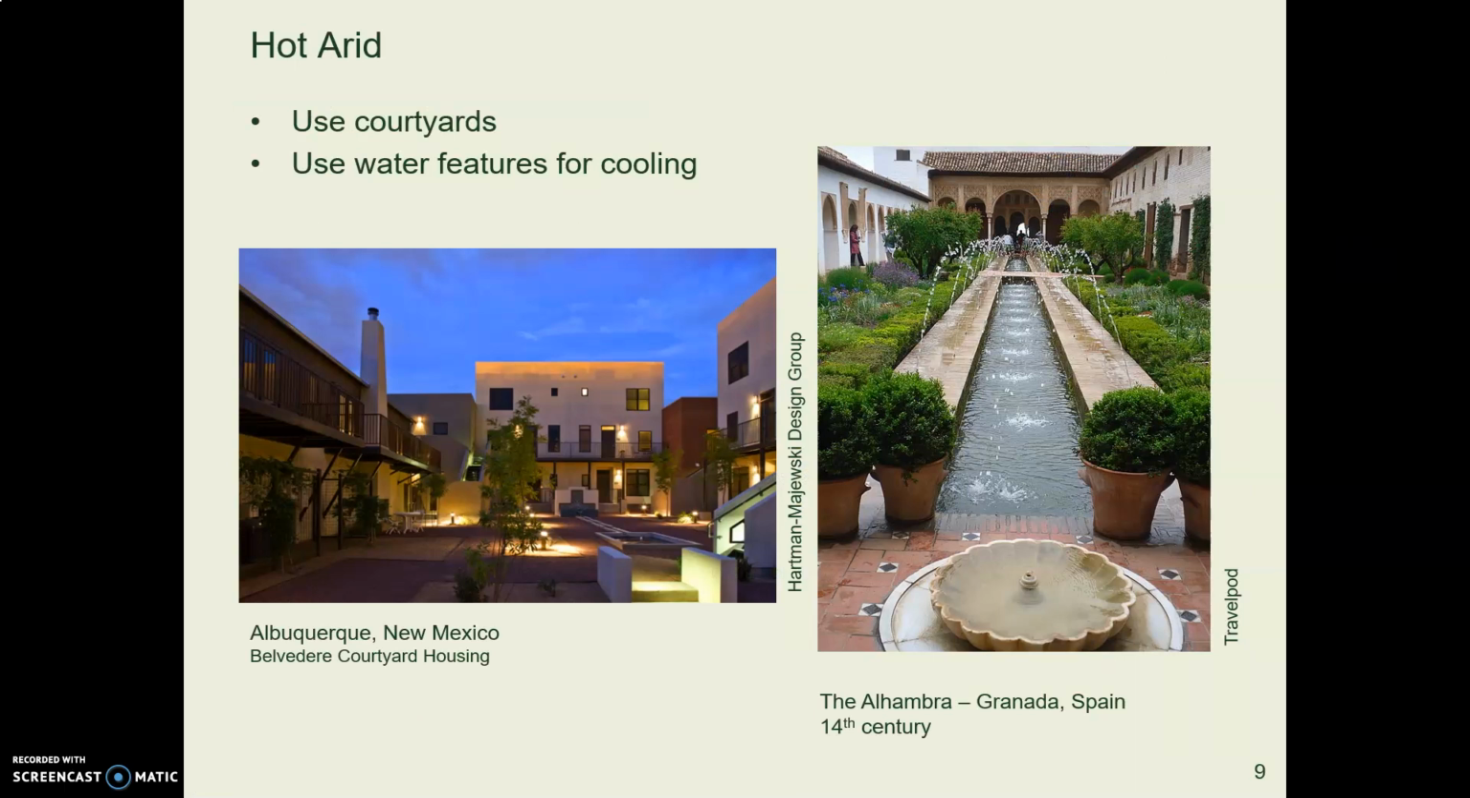It's common to use courtyards in this kind of climate. Courtyards give you some shade. They block those hot, dry winds that blow across. And it's common to have water features in a courtyard. Here's one in Albuquerque. Here's a very famous courtyard. This one happens to be in Spain. It's the Alhambra. I hope you look up pictures of this place sometime. It's just really wonderful.